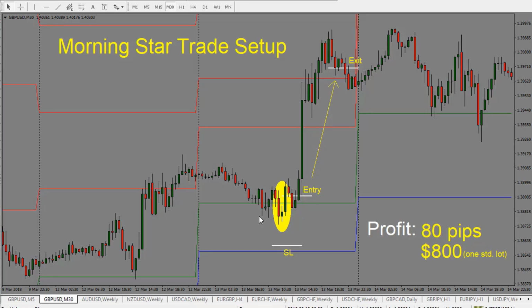Here we're looking at a Morningstar trade setup. This is pound dollar 30-minute chart. A Morningstar trade setup is formed with 3 candlesticks. This is a bullish pattern, and we are looking for price to move higher once we see the Morningstar trade setup formed. In this Morningstar trade setup, we have a bearish candle, and in the middle, we will have a small candle which suggests that there is indecision in the market, a doji, and then we have a big bullish engulfing candle that engulfs the previous 2 candles.